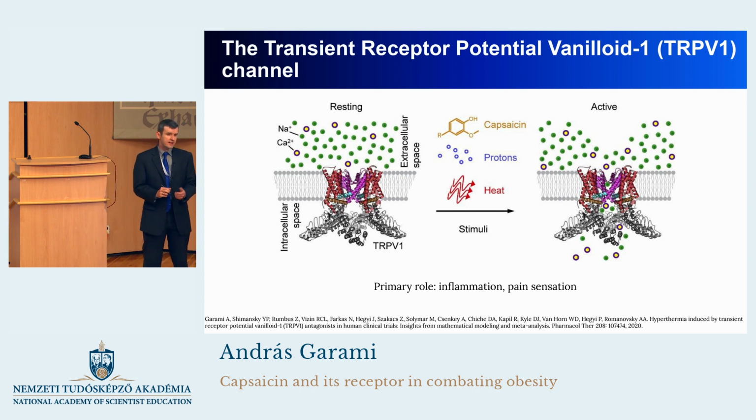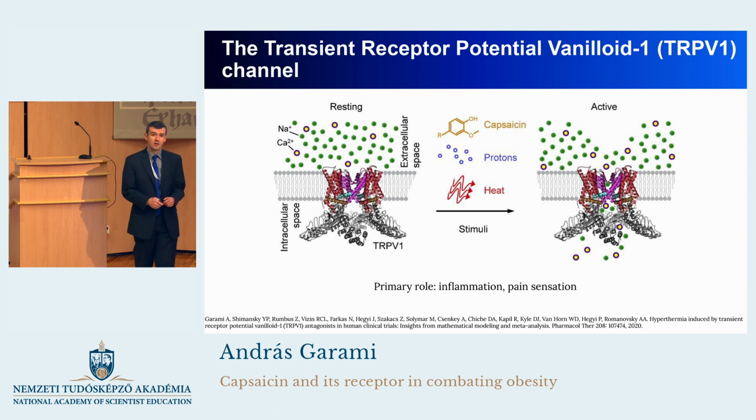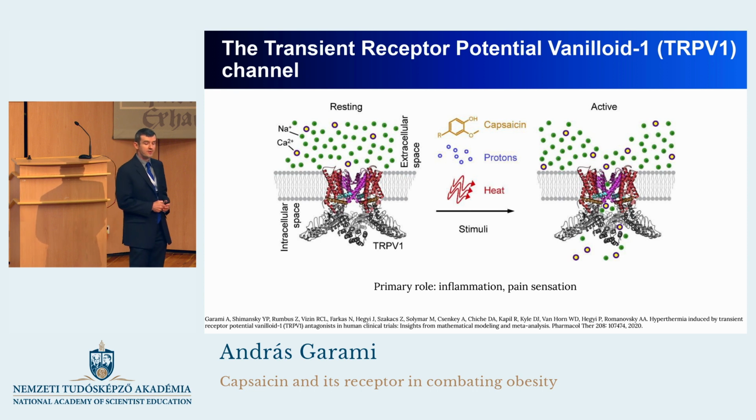The cloning was done in 1997, and it was also shown that not only capsaicin, but other painful stimuli, such as acidity or painful heat with a temperature above 42 degrees, can also activate the channel, which, if activated, results in a non-selective cation influx, and pain is often triggered, so its role in inflammatory and pain processes was clearly established. Later, thermoregulatory roles and roles in complex energy balance were also shown.